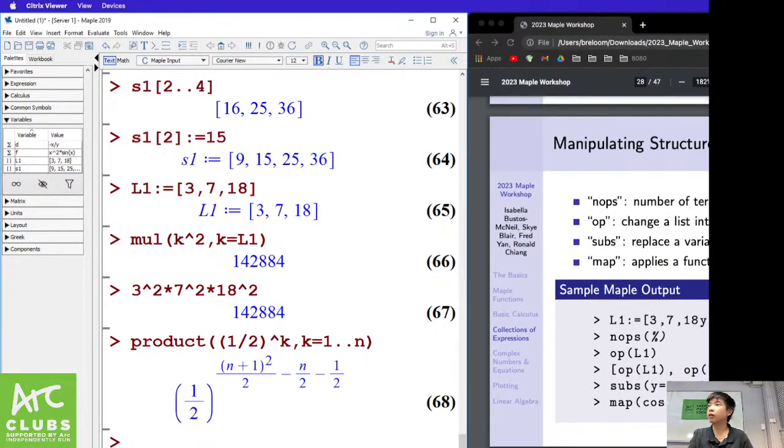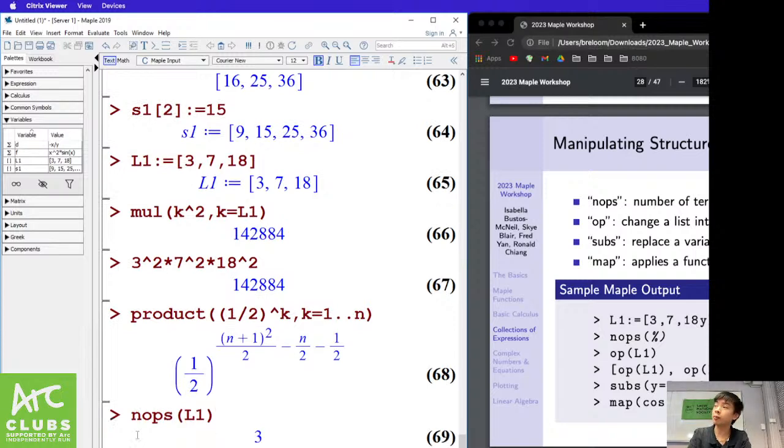Now, there are also functions to manipulate structures. So what we can do is we have L1 right here. And we can use NOPS, and what NOPS does is you just put in a list, maybe L1, and then it finds how many elements there are. So L1 has 1, 2, 3 elements, it will return 3.